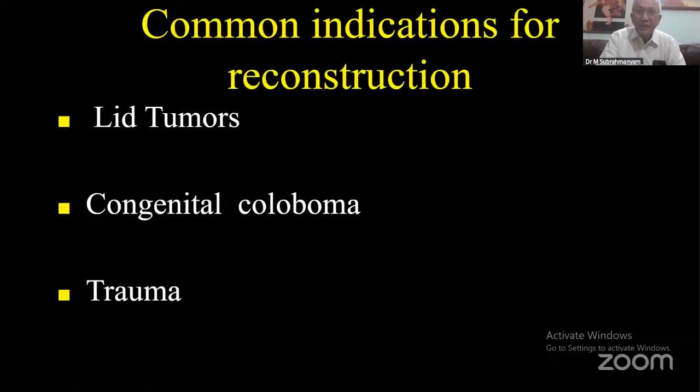What are the common indications for reconstruction of the eyelid? Most common is lid tumors after excision, or it could be congenital coloboma, or a coloboma following trauma with tissue loss. These can happen, and are more and more common nowadays, because of the increase in violent trauma due to road traffic accidents.